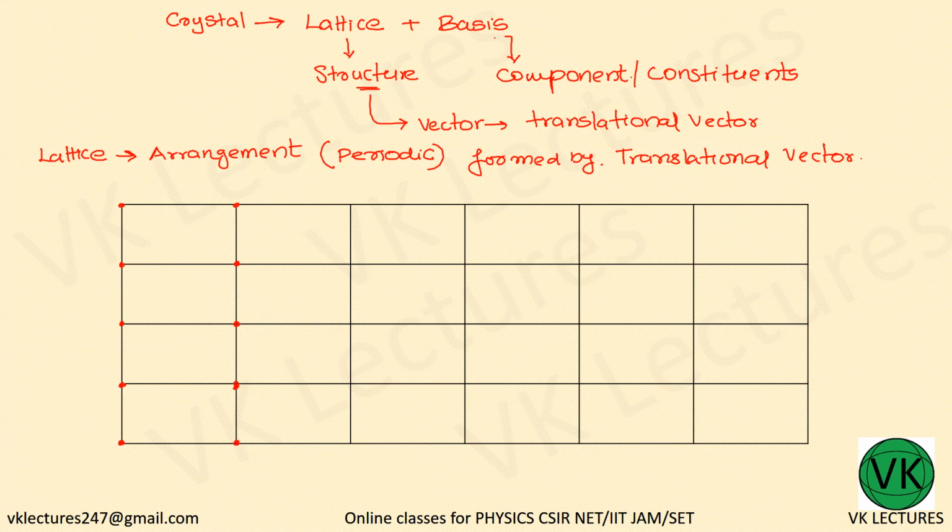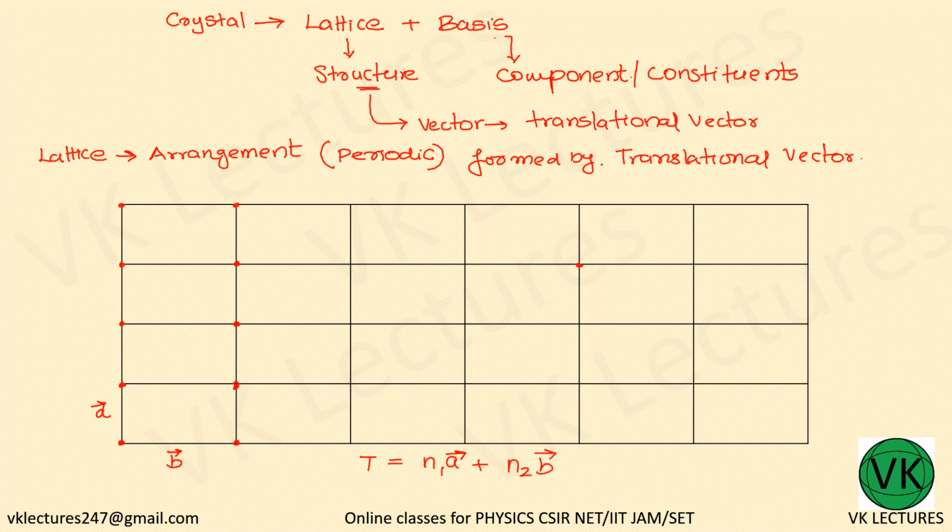Now consider this as the two-dimensional lattice. If this distance is a and here you have b, now any point on this lattice, say for example t, can be written as n1 times a plus n2 times b.